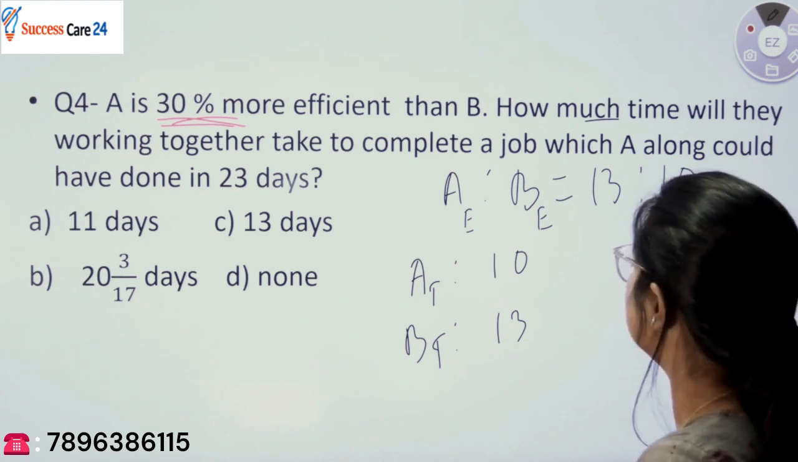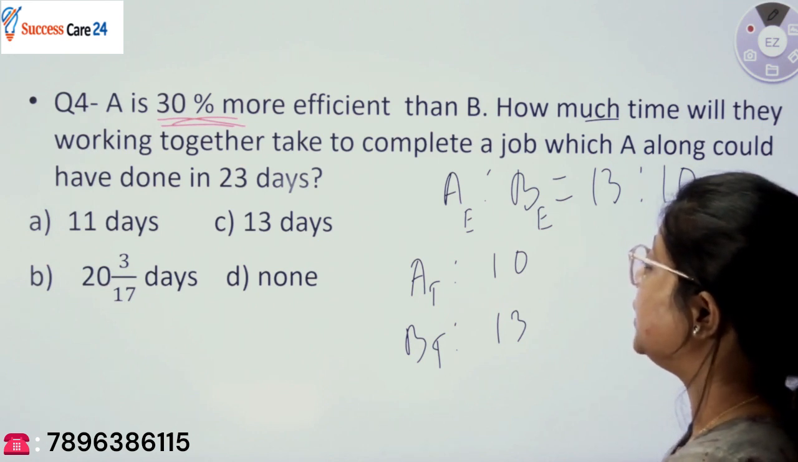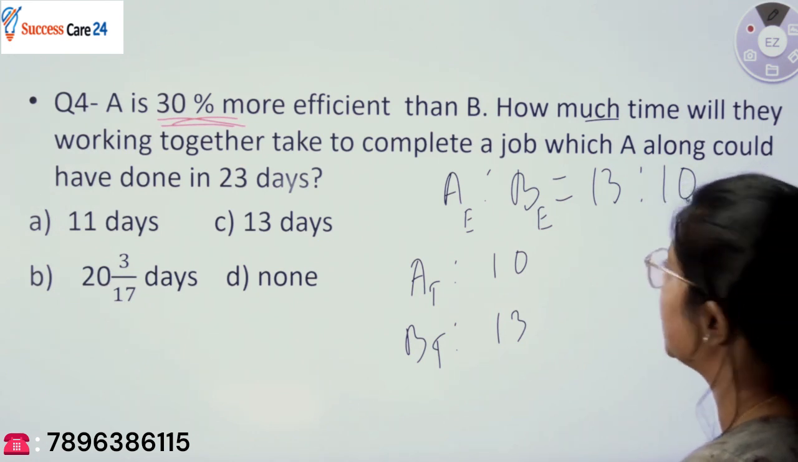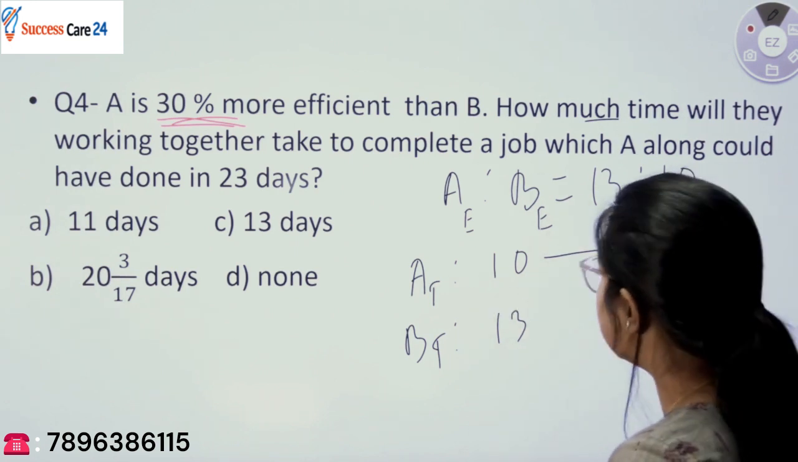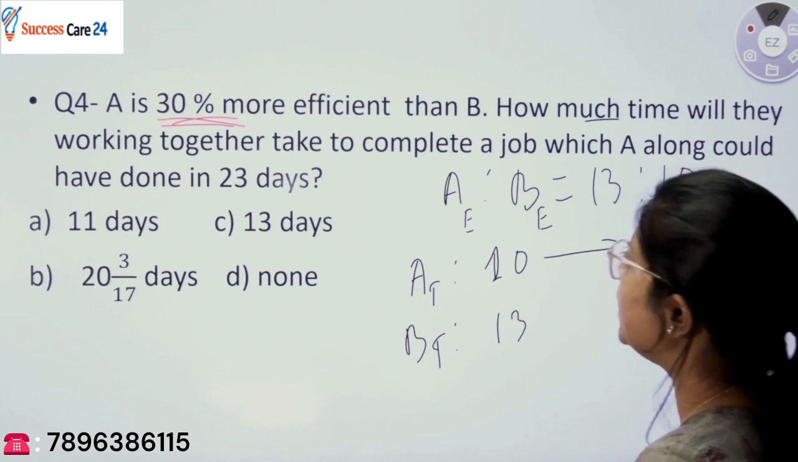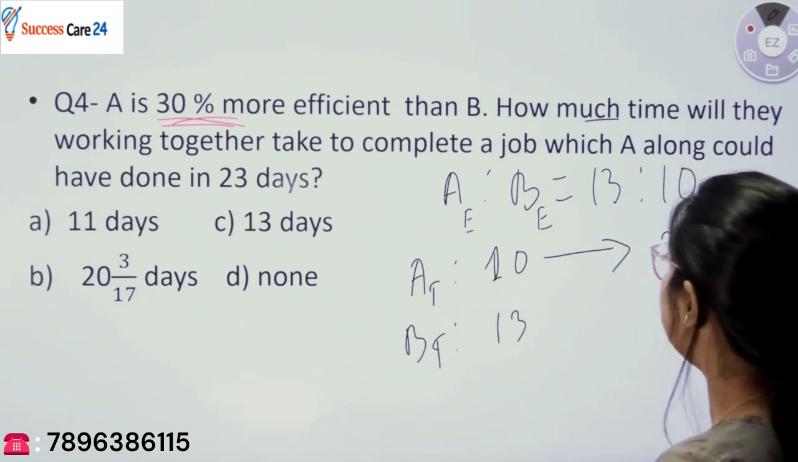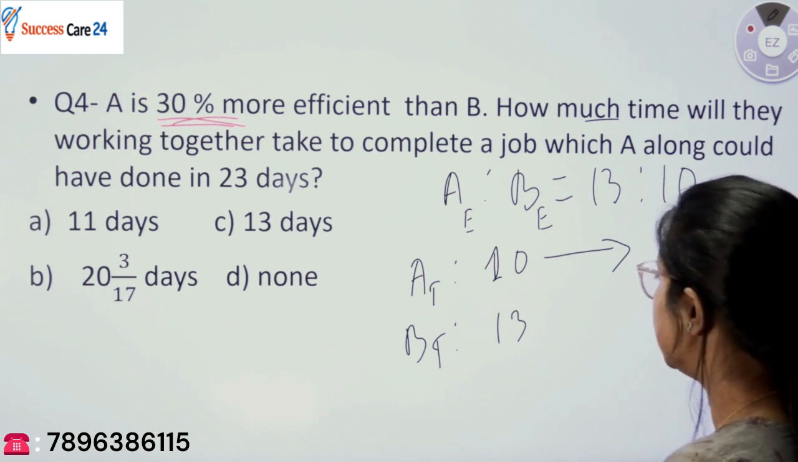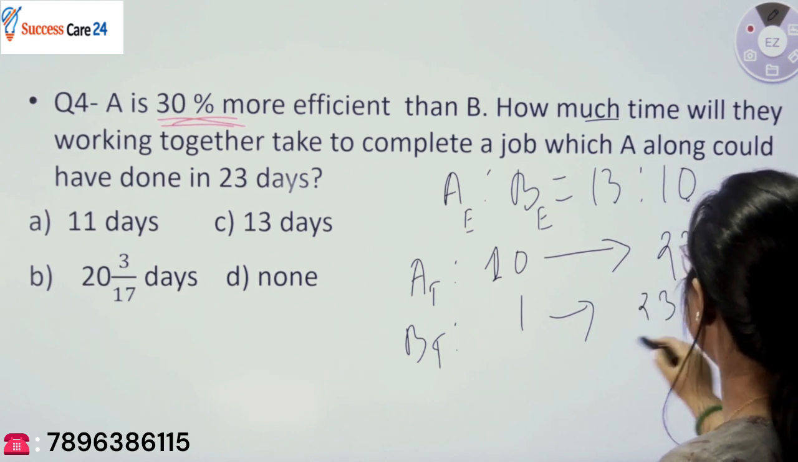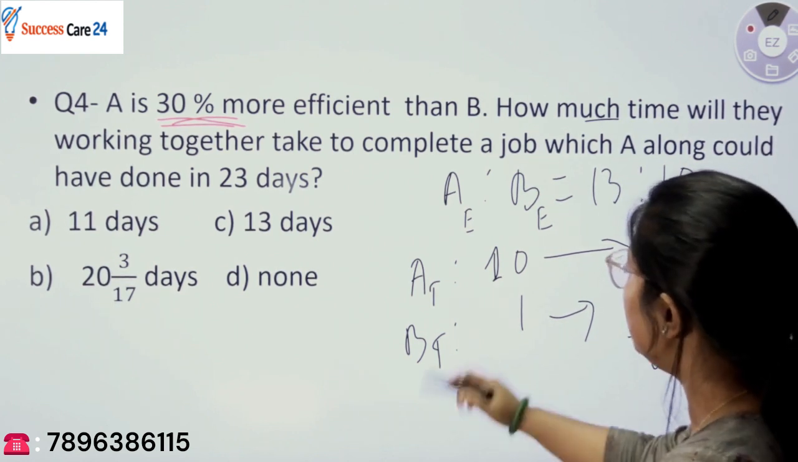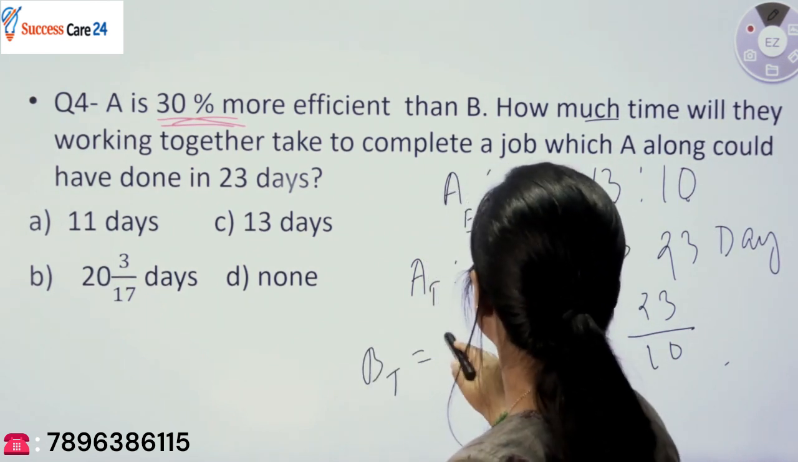Now in your question what is given? You are given A alone could have done it in 23 days. Alright. Because we are dealing with the ratio, I can take the 10 ratio to be equal to how much? 23 days, isn't it? 10 ratio would be equal to 23 days. So that means 1 ratio would be how much? 23 by 10. And the time taken by B was your 13.